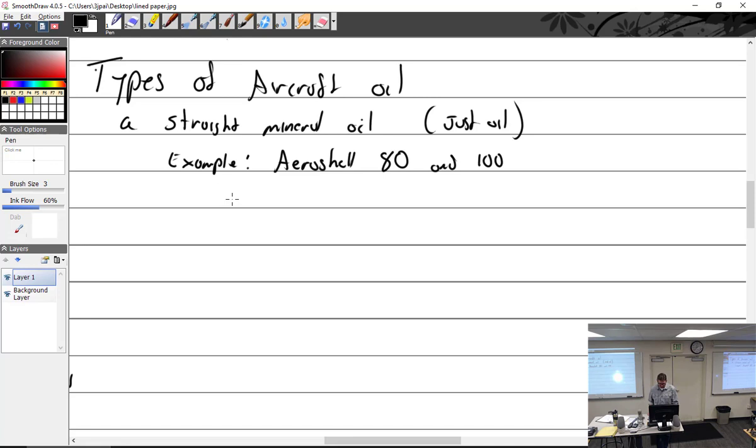All of this stuff is made from high viscosity index based stocks. High viscosity index means that it maintains the same viscosity over a wide range of temperatures. It's made from high viscosity index stocks. Contains almost no additives. So almost. Contains almost no additives.